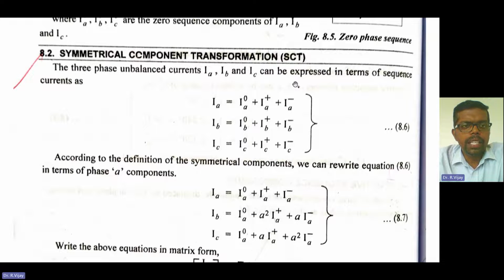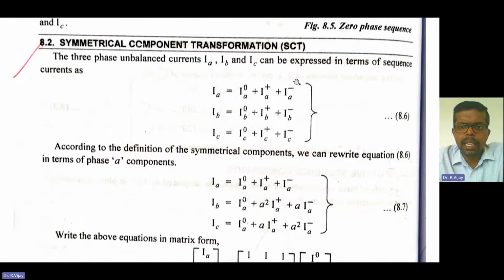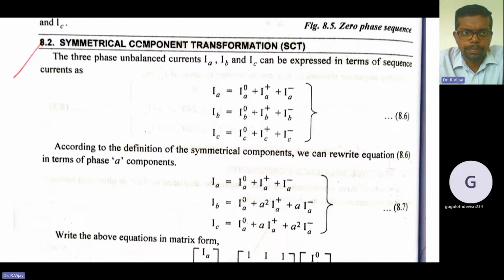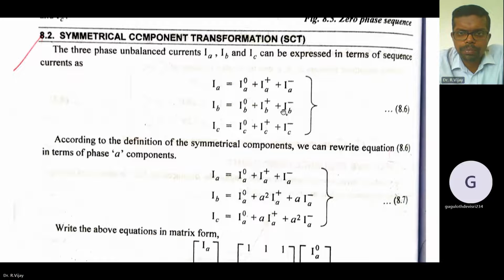Today we are going to see the symmetrical component transformation, in continuation of the previous class. Already we have seen the positive, negative, and zero sequence components. Here we are looking at the three-phase unbalanced circuit current, represented as IA, IB, and IC, which can be expressed in terms of sequence currents: positive, negative, and zero sequence.